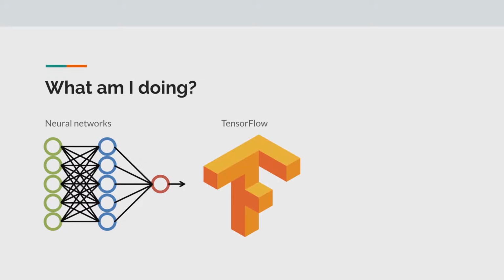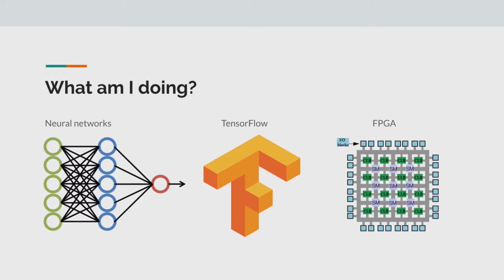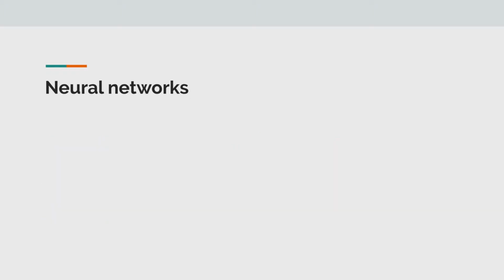In order to create these neural networks, a lot of different platforms have become available, and one of them is the open source platform made by Google called TensorFlow. Then, we take the TensorFlow neural network and map it on an FPGA chip, which is basically programmable hardware. Now, let's have a closer look at the different subjects.